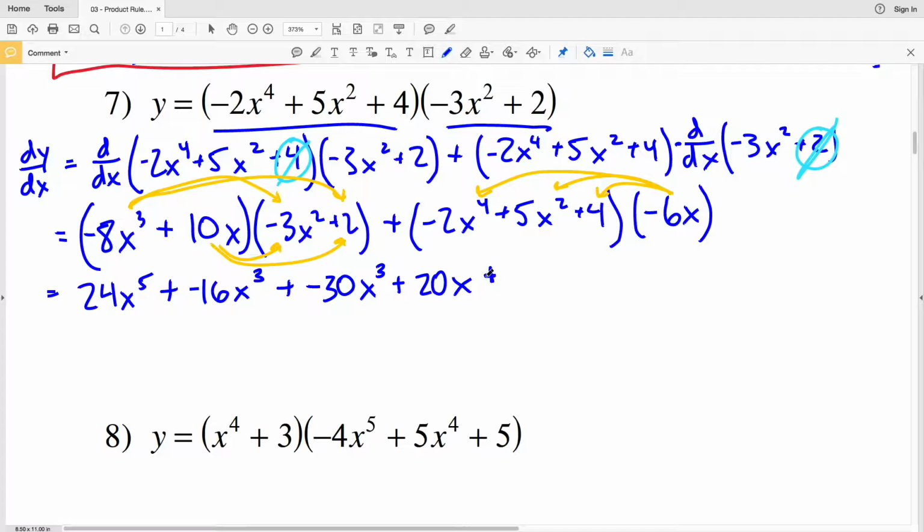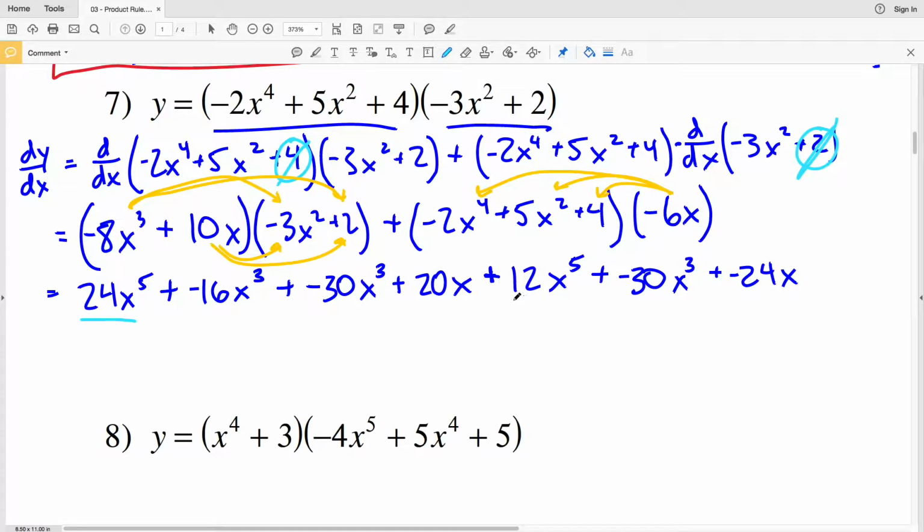And this will all get added to negative 6x times negative 2x to the 4th. Negative 2 times negative 6 is a positive 12, and x to the 4 plus 1 is x to the 5th, because x to the 4th times x is x to the 5th. And that's going to be added to negative 6x times 5x squared, which 5 times negative 6 is negative 30, and x squared times x is x cubed, plus 4 times negative 6x is a negative 24x. So it seems like a lot, but we're going to be able to simplify.